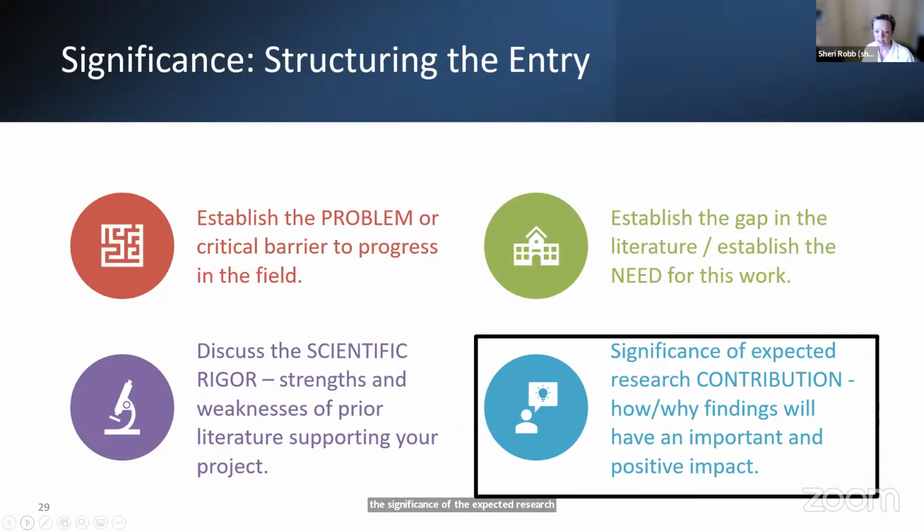So what I'd like to do next is to drill down a little bit and look at some examples of how it might look.